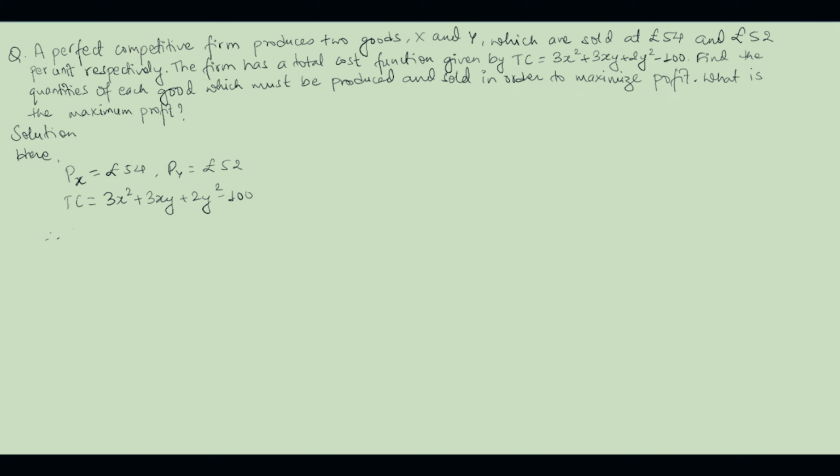Therefore, the total revenue, that is TR, is given by the price of X with its unit X, and then the price of Y with its unit Y. The price of X is 54 pound, so I'll be writing 54x plus py, where the price of y is 52, so 52y.